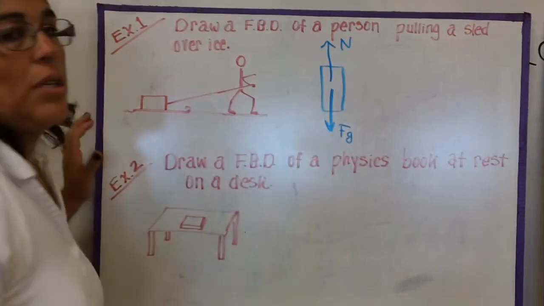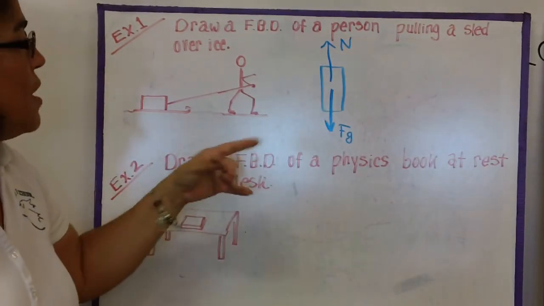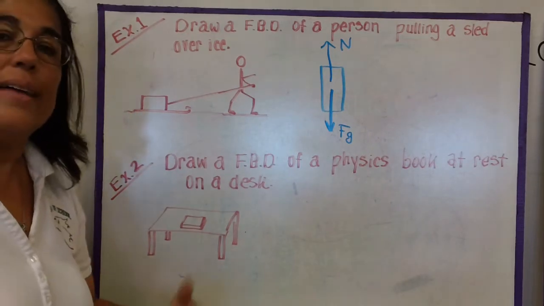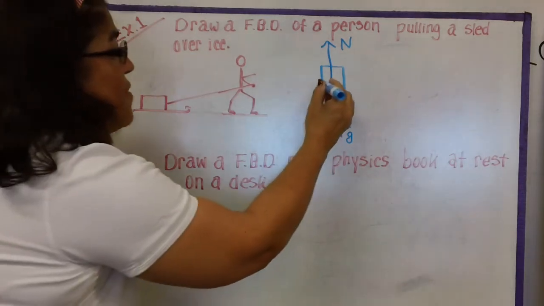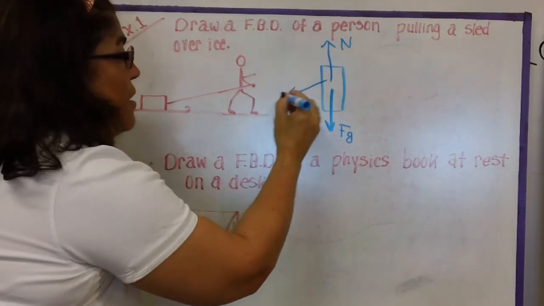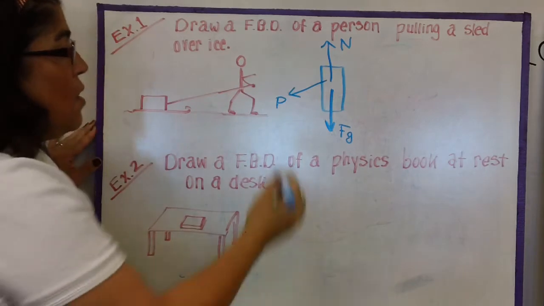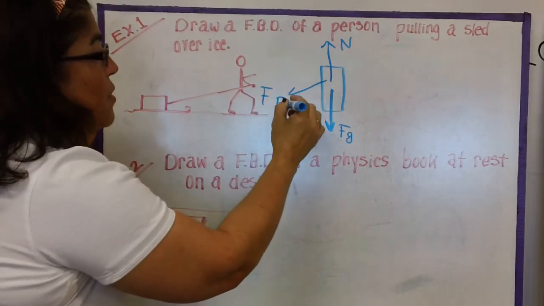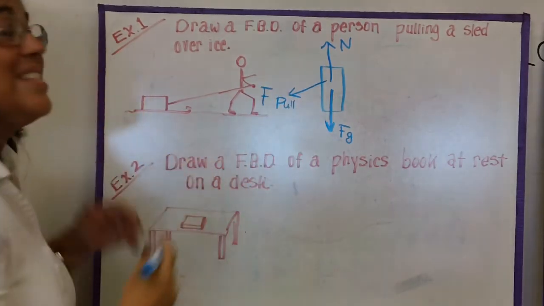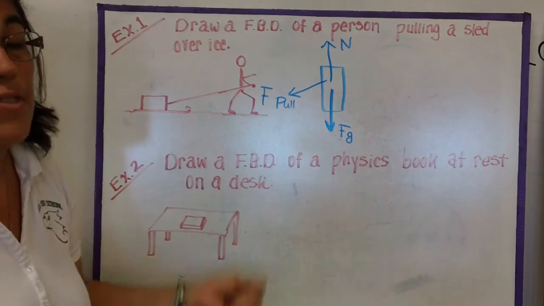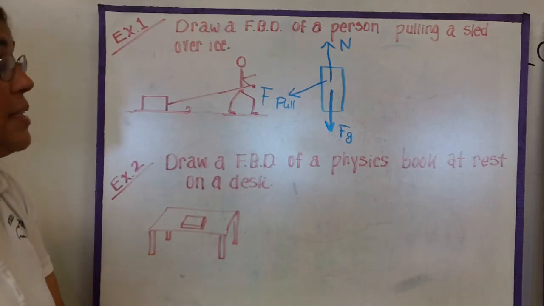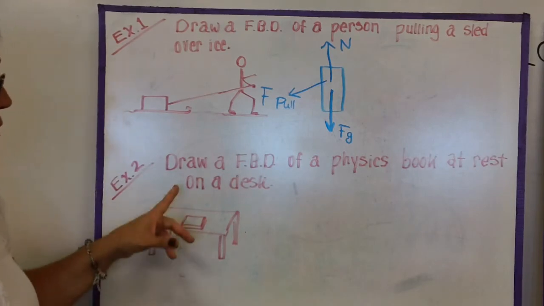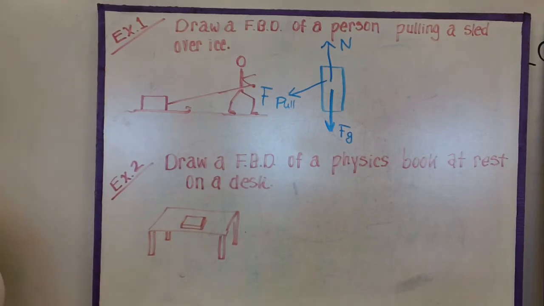And in tomorrow's lesson, we're going to talk a little bit more about the normal force. Well, we have him pulling on this sled. As he's pulling, the sled is going to resist his motion. And so we're going to have this force coming down here, and this is going to be F sub P, F pull. The sled is actually pulling the guy, just as the guy is pulling the sled. So that would be a free body diagram of the person pulling the sled over the ice. Okay, now we have a book. Draw a free body diagram of the physics book at rest on a desk.